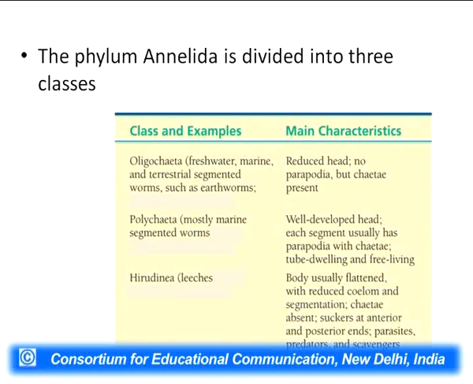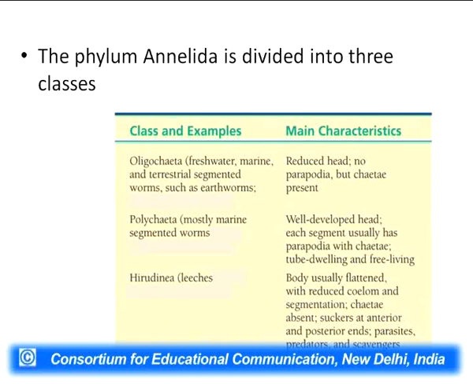In class Oligochaeta, there is a reduced head, but chaetae are present, and in class Polychaeta, they have got a well developed head. Every body segment is having flattened appendages which are called parapodia, and the Polychaeta worms are present in different kinds of habitat. They are found burrowing in the sand of the seas, or they make their burrows in the form of tubes, and therefore are called the tube dwelling annelids.